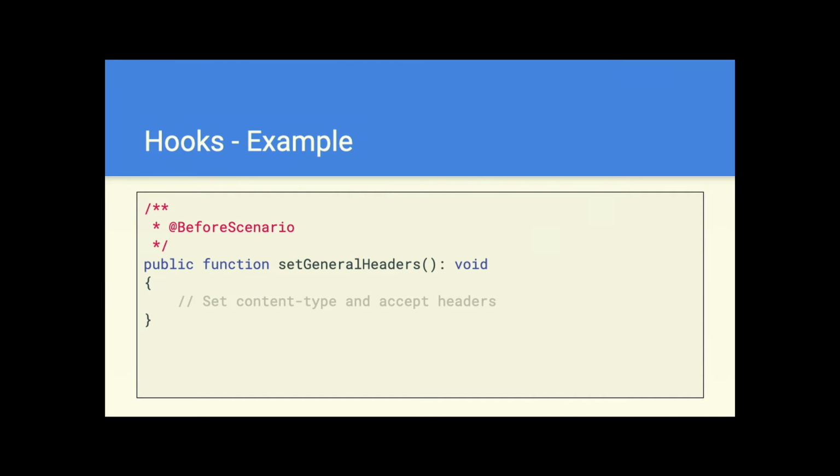And you can use those, for example, to set generic headers. We work with JSON, which means that each and every request that we do needs to have an accept header and a content type header. And if we don't, we get really, really weird error messages, and you can spend hours trying to debug those. We do this before each scenario. So we have an add before scenario hook, and this function will be executed before each scenario is executed.